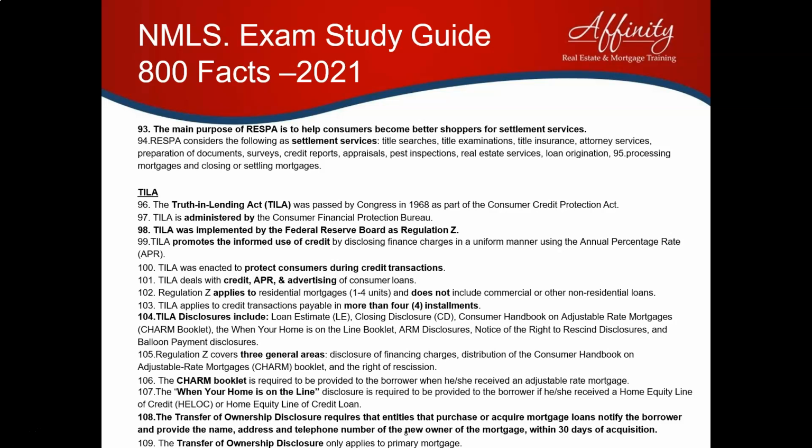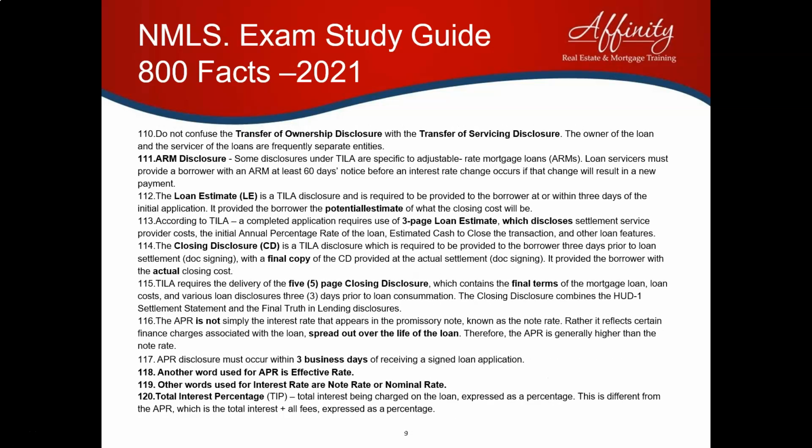The transfer of ownership disclosure requires that the entities that purchase or acquire a mortgage loan notify the borrower and provide the name, address, and telephone number of the new owner of the mortgage within 30 days of the application. The transfer of ownership disclosure only applies to primary mortgage. Do not confuse the transfer of ownership disclosure with the transfer of servicing disclosure. The owner of the loan and the servicer of the loans are frequently separate entities.